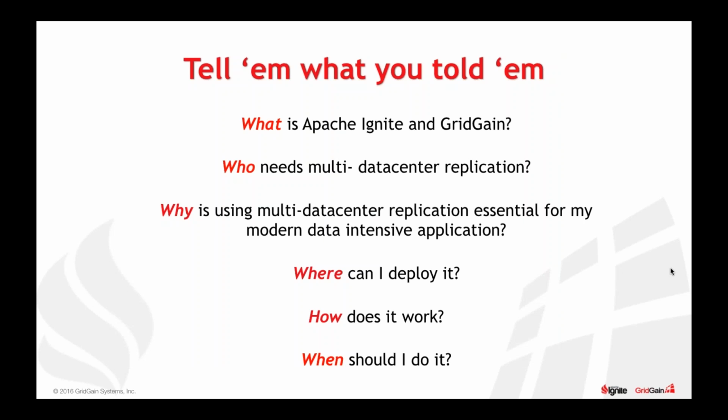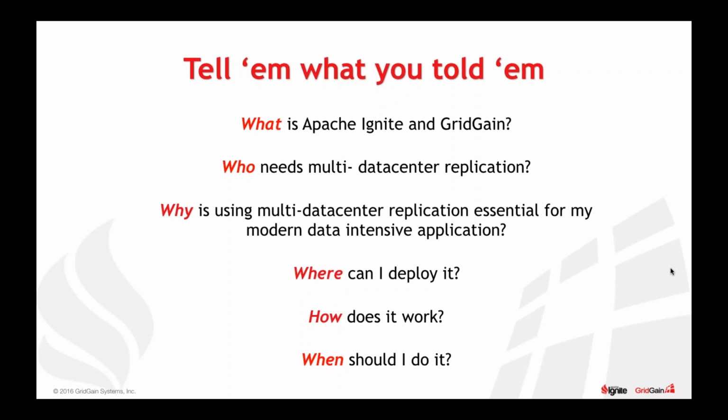So what did we go through? First, we went through what is Apache Ignite and GridGain, GridGain Professional and GridGain Enterprise. Talked about who needs multi-data center replication. Pretty much anybody who has an application where slow is down or down is dead. Why is using multi-data center replication essential to my modern data-intensive application? Well, there's just too much uncertainty, too many things that we don't have control over around the different data centers, that having backups in different places mitigates that issue.